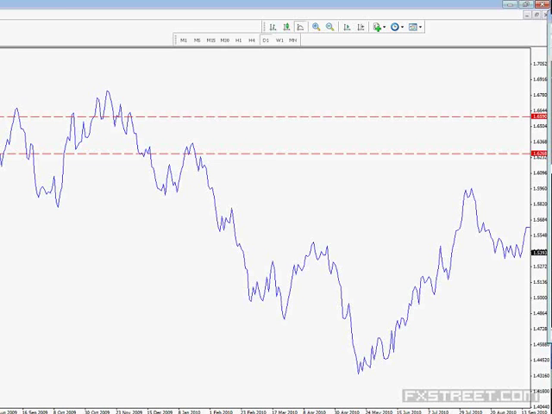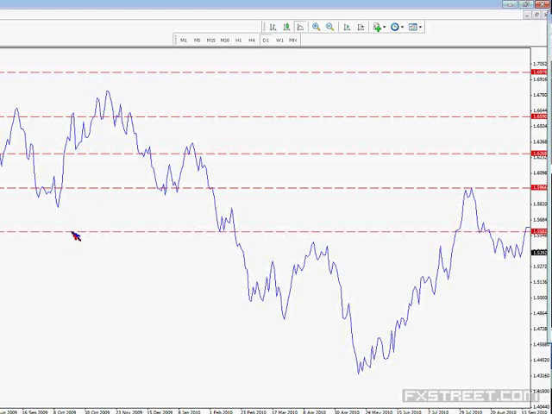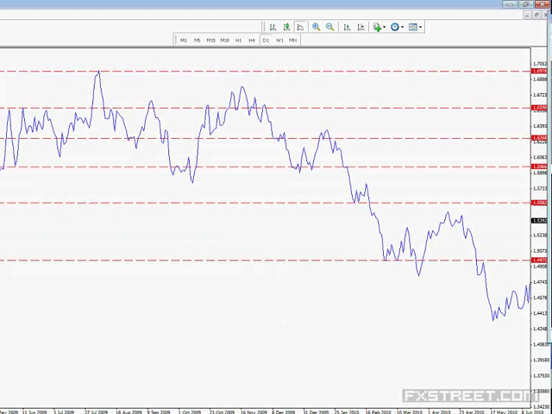So here we've got some touches as resistance here, and we've also got some as support. And that's really what we like to see. I like to see support and resistance, right? The only exception will be those extremes where price hasn't been there in a long time.